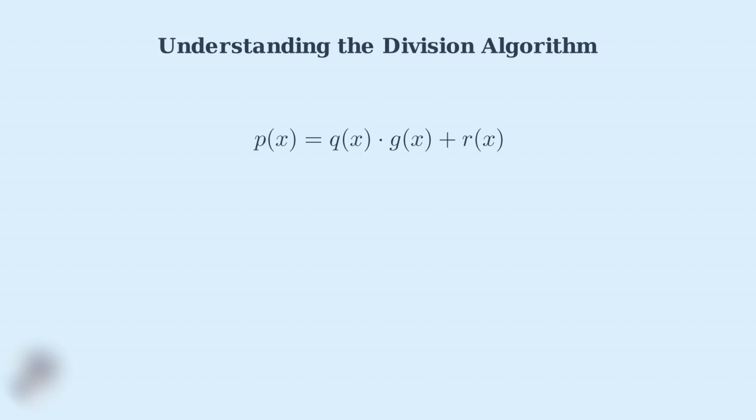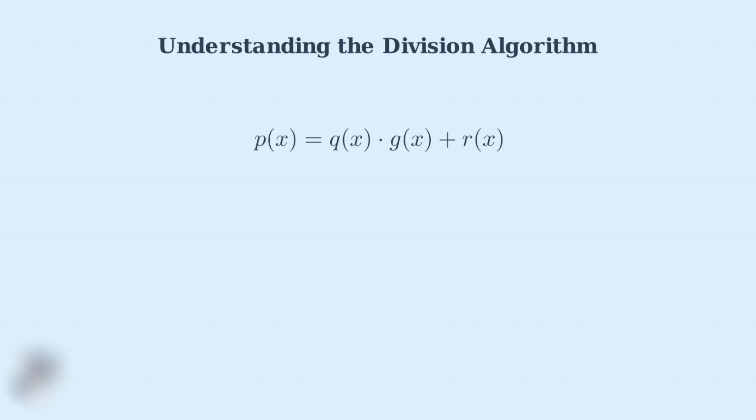This might seem abstract, so let's connect it to something familiar. Think about regular number division that you learned in elementary school. When we divide 17 by 5, we get 3 with a remainder of 2. Notice that the remainder, 2, is less than the divisor 5. This is exactly the same principle that applies to polynomial division. The polynomial division algorithm works the same way.